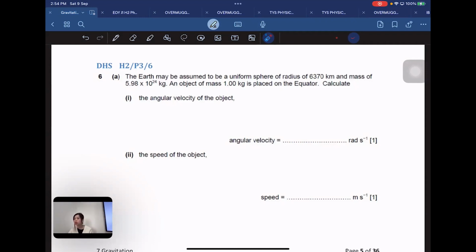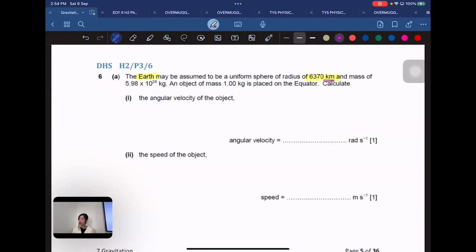Okay, now let's go through this question. It's a relatively okay question. If you understood your circular motion formula well, then you're able to do this question really quickly. Basically, it's talking about Earth as your celestial body, and it's assumed to be a uniform sphere, radius 6,370 kilometers. Take note, this is in km. Okay, and a mass of 5.98 times 10 to the power 24 kg.